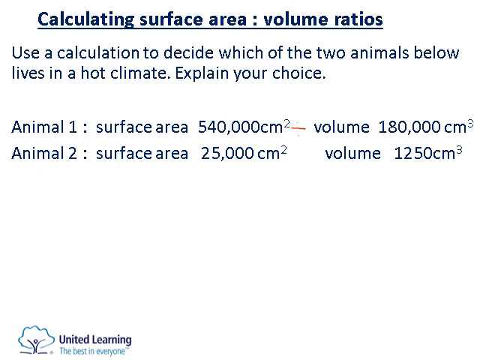So I need to put 540,000. You can do the same thing with your calculators. And then you just need to divide it by the volume, so 180,000. And that will give you 3. So this being 3 and this being 1, we've got a 3:1 surface area to volume ratio. So I'd like you to do the same thing for animal number 2.